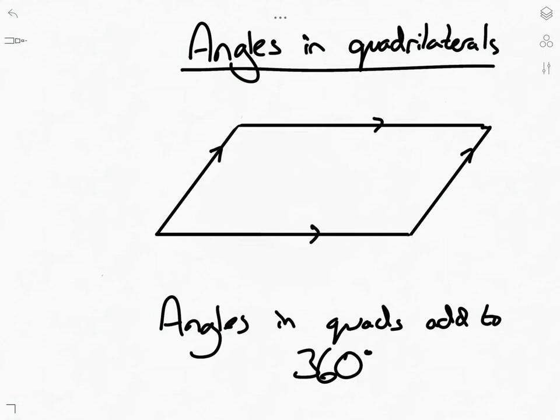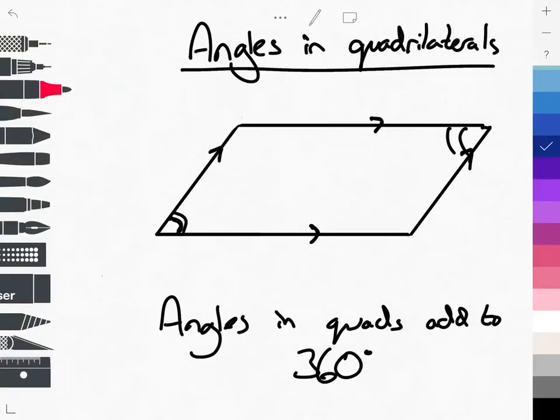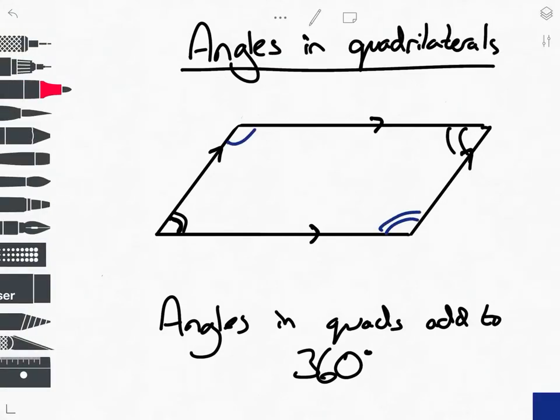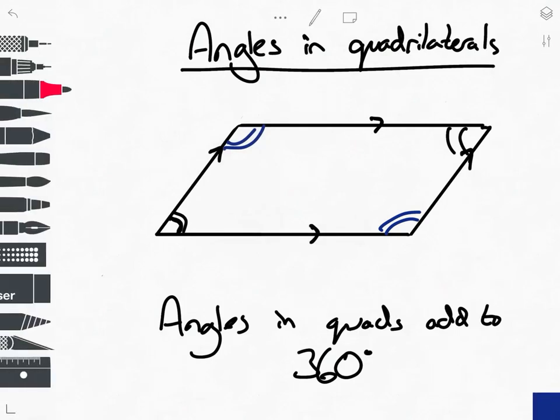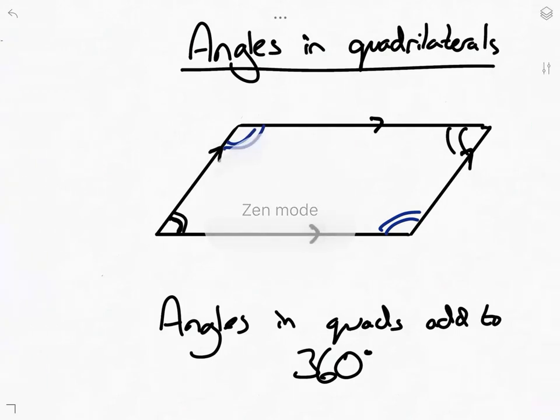Another one that you might have forgotten is that for parallelograms, this is a parallelogram, we can tell because of these arrows saying the opposite sides are parallel. Well, this angle here is equal to this one here. And this angle here is equal to this one here. So opposite angles are equal in a parallelogram. So if you're told, let's go another colour, let's say green, that this is 100, you can work out all the angles because opposite ones are equal.